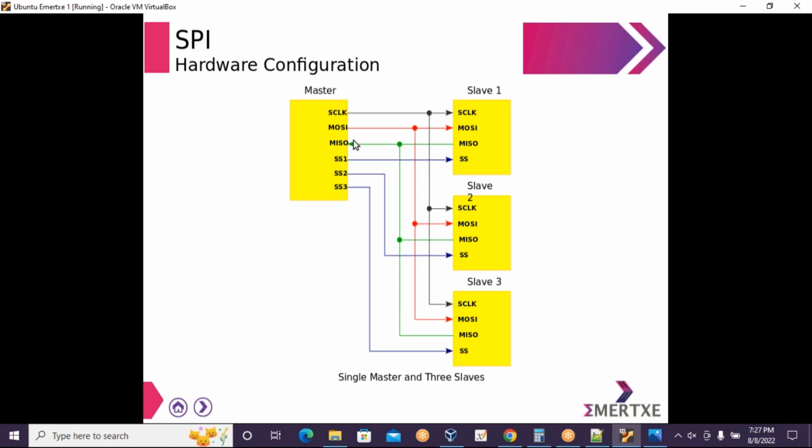Whenever the slave has to transmit and master has to receive, it has to make use of this line. And apart from that, because I have got three slaves, there are three slave select lines: SS1, SS2, SS3. Because there are three slaves in this network, there are three slave select lines.